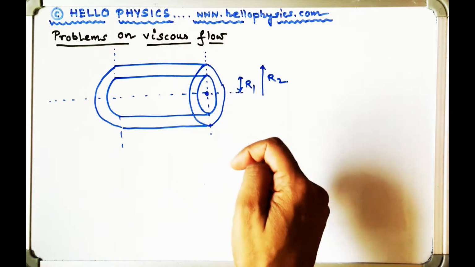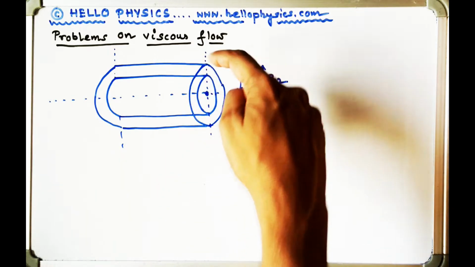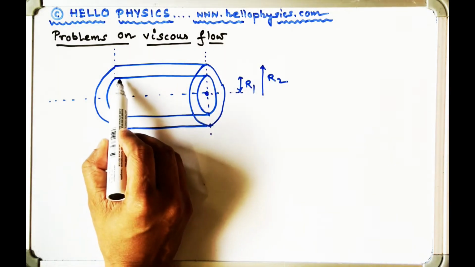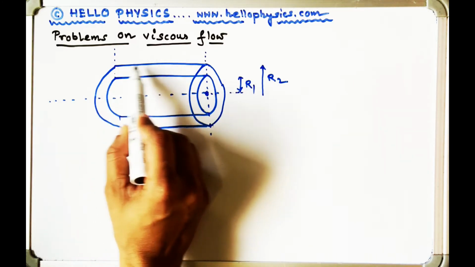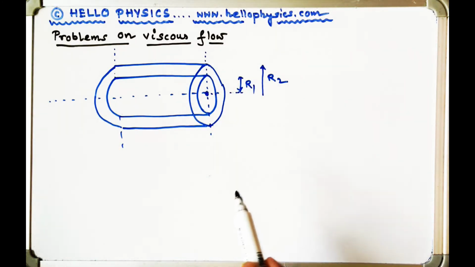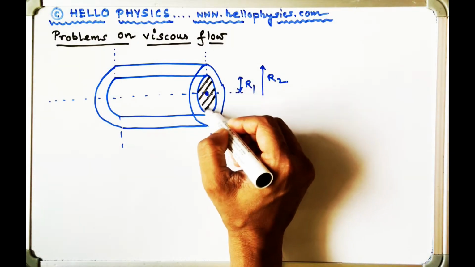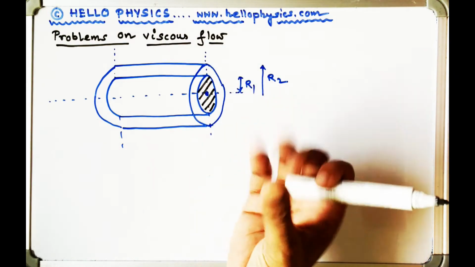The inner cylinder has a radius of R1. The outer cylinder has a radius of R2. I hope you understand from this diagram. This is the inner cylinder and this is the outer cylinder. Now, the inner cylinder is solid, and the outer cylinder is hollow.